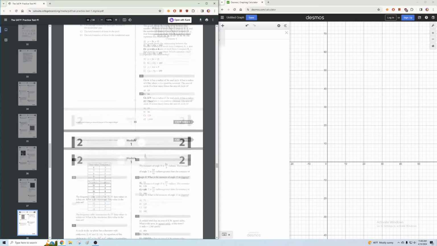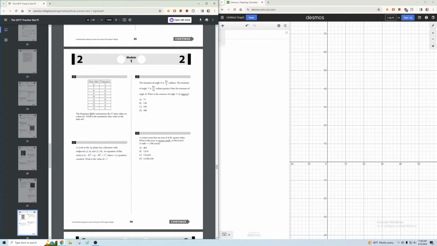All right, so keeping that party going here. Frequency table. What is the maximum data value in this set?